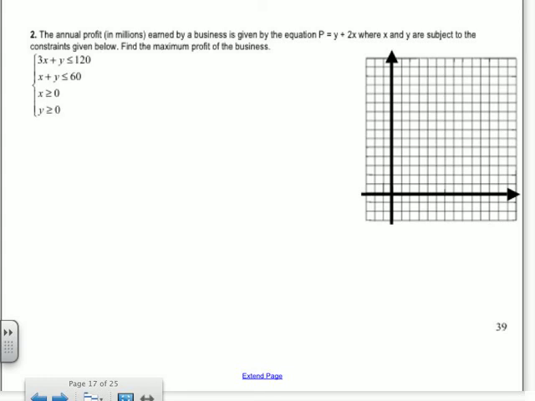Okay, so the first step is you draw the constraints. Andrew, are you with me? So draw the constraints. On these, it's helpful to find the x-intercepts and y-intercepts because sometimes those are your corner points. So when I plug in 0 for y, I get 3x equals 120, so x is 40. So 40 comma 0. When I plug in 0 for x, I get 120 for y.